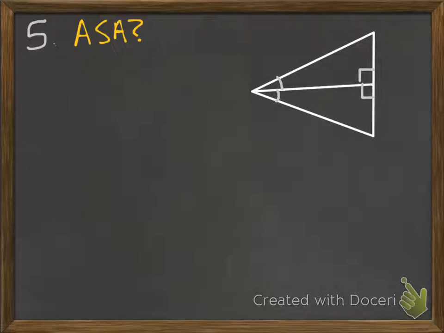Well, looking at the triangles, I see that I have an angle there, an angle there, and then using the reflexive property, I see the length there is the same for both triangles, so I have a side. I have angle, side, angle. So I can say yes, they are congruent based on angle, side, angle.